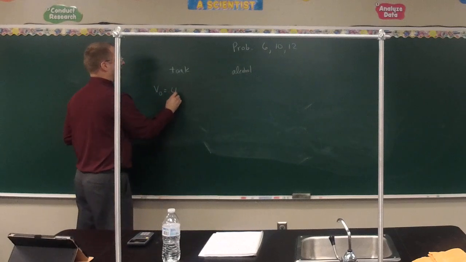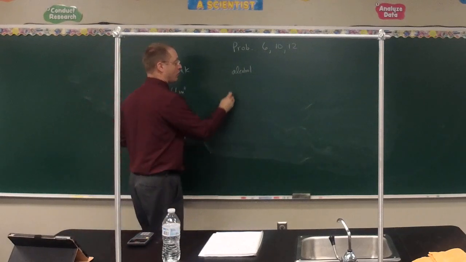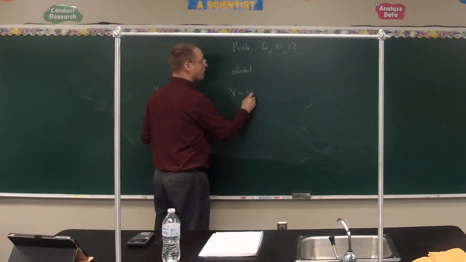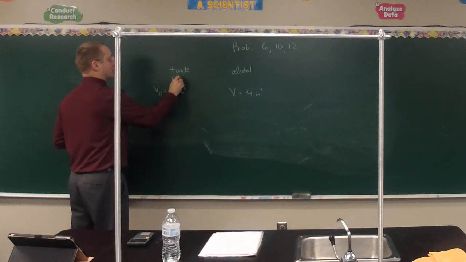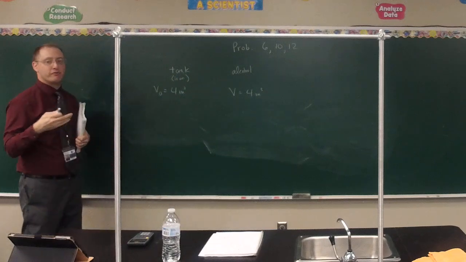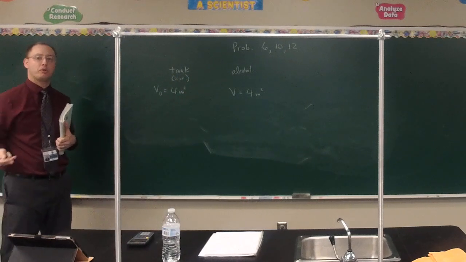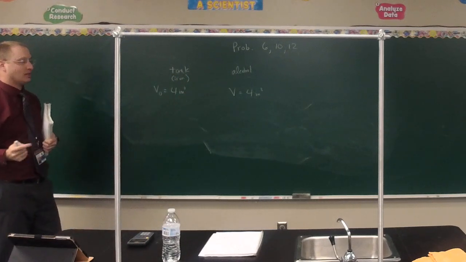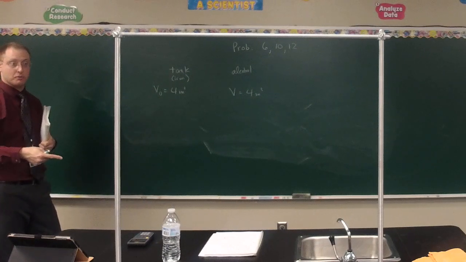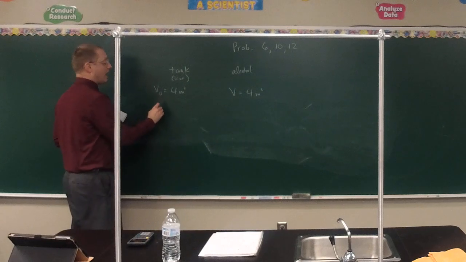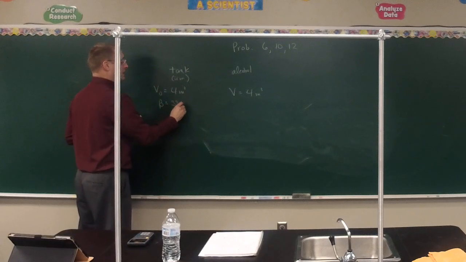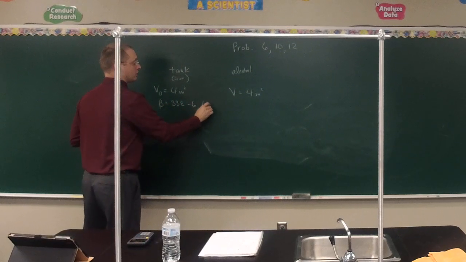4 cubic meters. And if that's the volume of the tank, then what's the volume of alcohol? 4 cubic meters. Now it tells us that the tank is made out of iron, but since we're looking at the volume of the tank, we need to triple the alpha value. Iron, remember, is 11e negative 6 for linear expansion, but this is volume expansion. Triple 11e negative 6, 33, and we get a beta value of 33e negative 6 per degree Celsius.